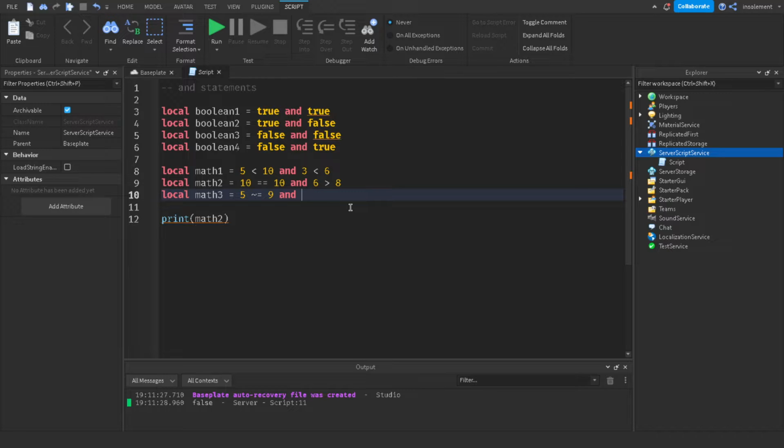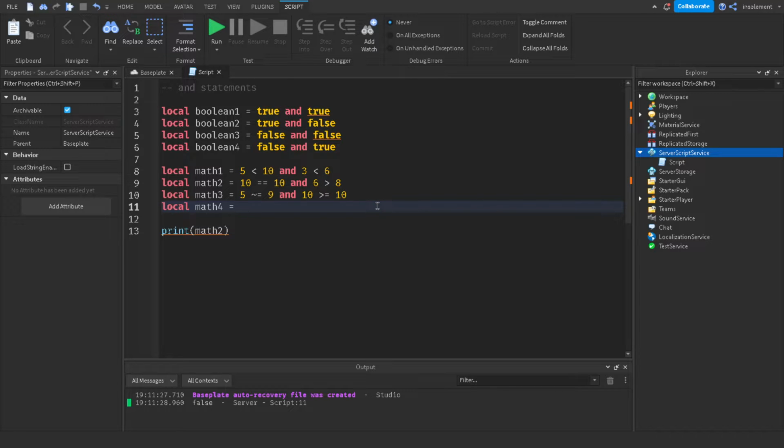Let's say I had, let's do 10 is greater than or equal to 10. So 5 is not equal to 9, true. 10 is greater than or equal to 10. It's not greater than, but it is equal to 10. So this entire statement would be true.